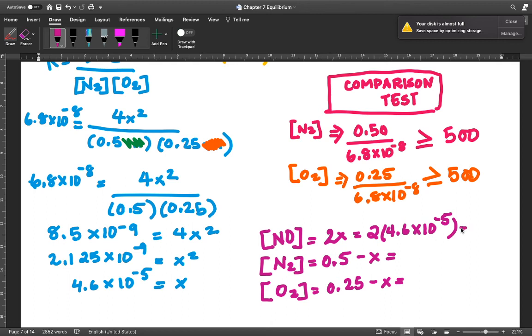so for the concentration of NO, I will get 9.2 times 10 to the power of negative 5, again, moles per liter. For the next one, 0.5 minus 4.6 times 10 to the power of negative 5, it'll give me 0.499. So I'm going to do 0.5 moles per liter. 0.25 minus 4.6 times 10 to the power of negative 5 is 0.25 moles per liter.